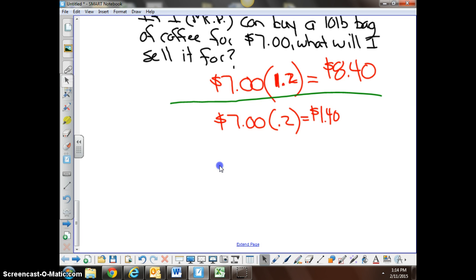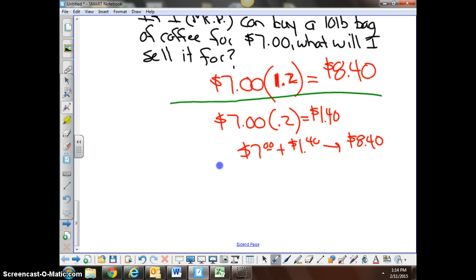Am I done? You add what? $1.40. I'm not going to sell for $1.40, otherwise I'm going to lose money, right? So I'm going to take my $7 and I'm going to add to it $1.40, right? And then we go exactly to what Jakai said. I'm going to sell it for $8.40.